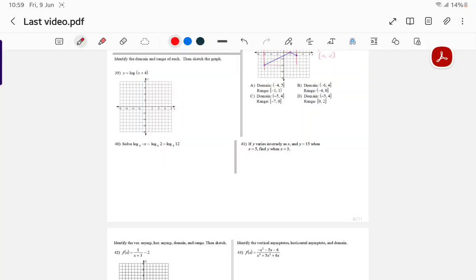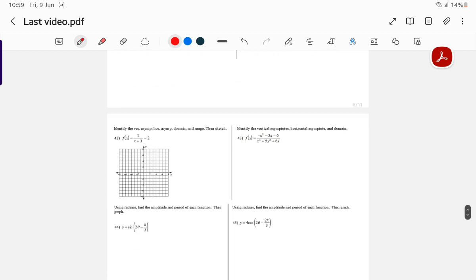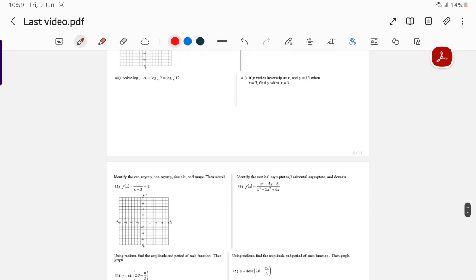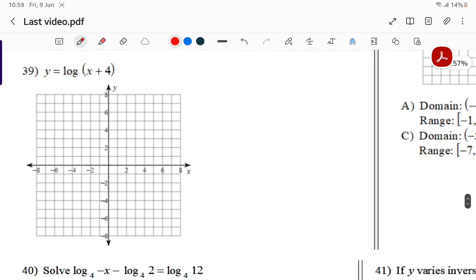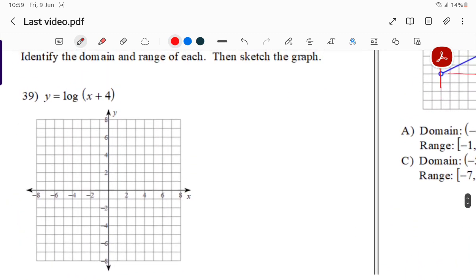Hello again, everyone. In this video, we will explain the questions with highest marks. I mean the graph, domain, asymptotes, how to solve logarithm equation, how to graph sine and cosine functions, and all this only. So we need to sketch this graph. Then we find the domain and range.